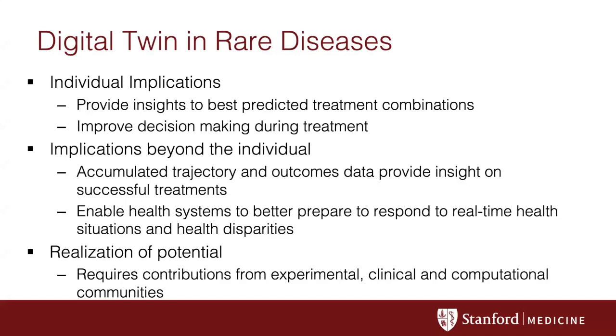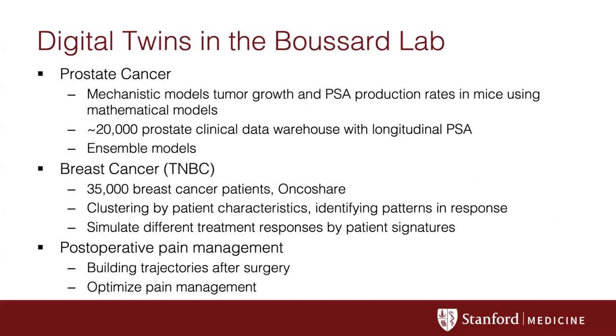So the realization of potential, I think, is enormous, but it requires contributions from experimental, clinical, and really computational communities, which I think is a great opportunity to network and expand our work in these areas. And so in my lab, we're using digital twins across a spectrum of projects. Right now, we're working on a digital twin for prostate cancer, where we have mechanistic, mathematical models that we've developed to model tumor growth and circulating PSA in the blood in mice, to look at the trajectories of tumor growth and circulating PSA.